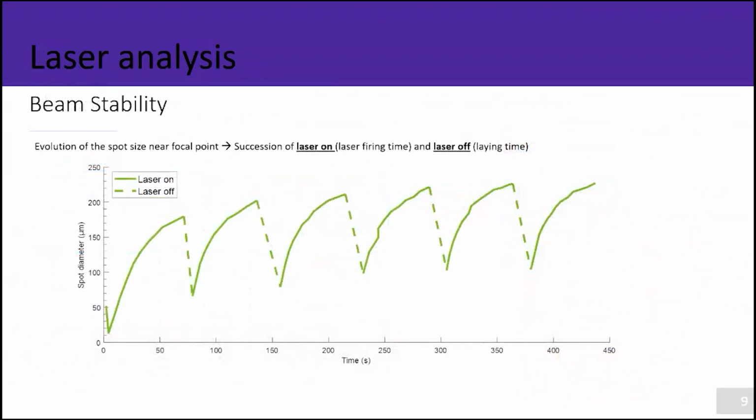So first, we see the evolution of the spot size at the focal point, and we try to replicate the laser during the fabrication. The laser is on during 45 seconds, which corresponds to the scanning of the layer, and it's off for 50 seconds, which is the time for the recoater to spread the powder layer. And we can see here a huge difference between the beginning of the layer and the end of the layer, which is about 100 micrometers at the beginning and more than 200 at the end.